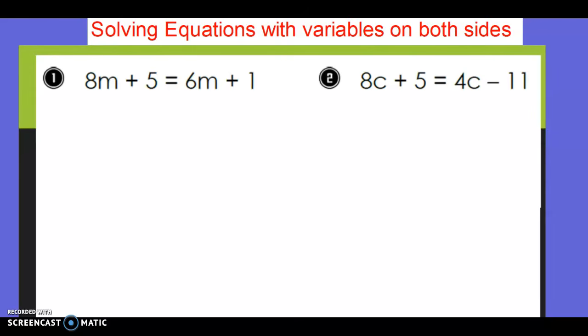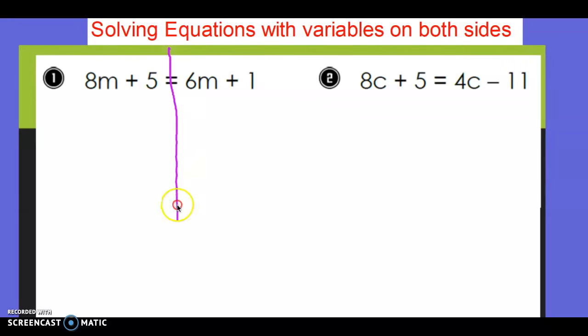Today we're going to look at another type of equation to solve that we haven't talked about yet. And it's solving equations where we have variables that occur on both sides of the equal sign. So let's take a minute, let's look at it. Let's look at my first example.